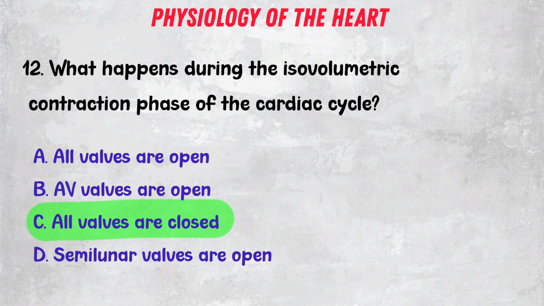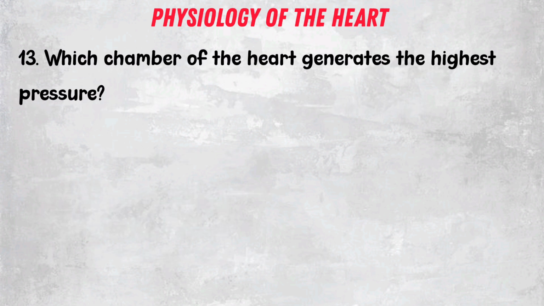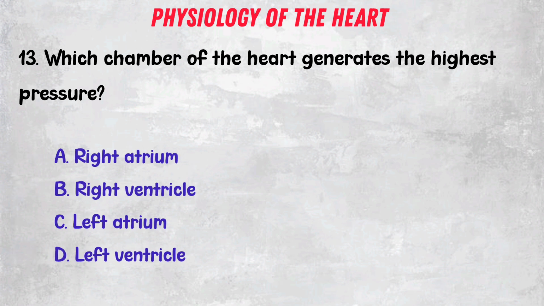Now question number 13. Which chamber of the heart generates the highest pressure? We have A, the right atrium, B, the right ventricle, C, the left atrium, and D, the left ventricle. The answer here is actually D, the left ventricle. The left ventricle must pump blood through the high resistance systemic circulation, so it actually generates the highest pressure.